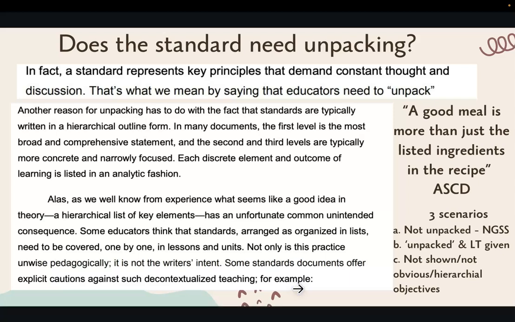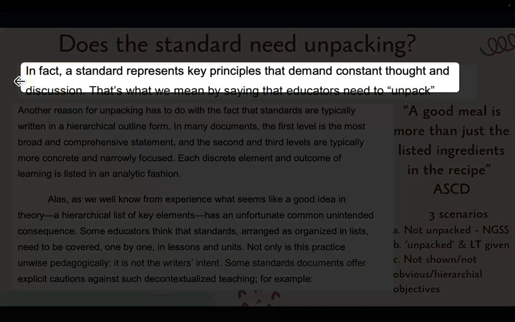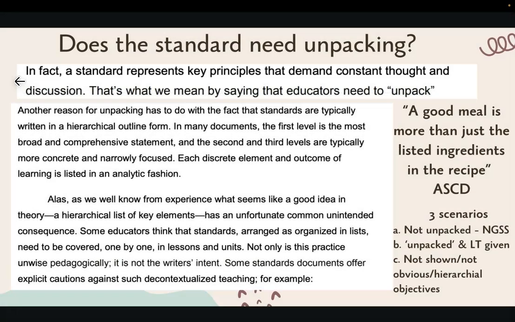I was reading this article on ASCD, and something that really jumped out at me that I kind of briefly want to share is that here it says, in fact, a standard represents key principles that demand constant thought and discussion. And that's the part that jumps out at me. It demands constant thought and discussion.